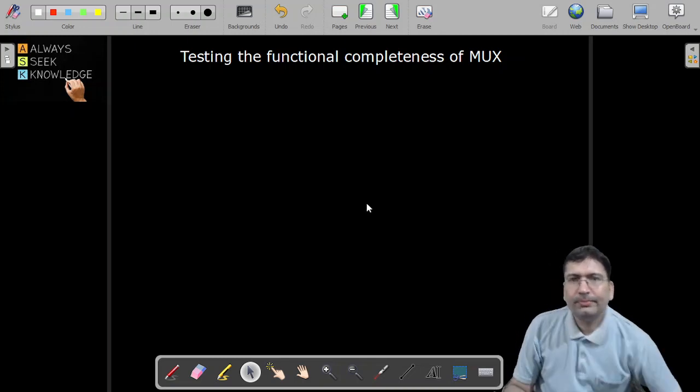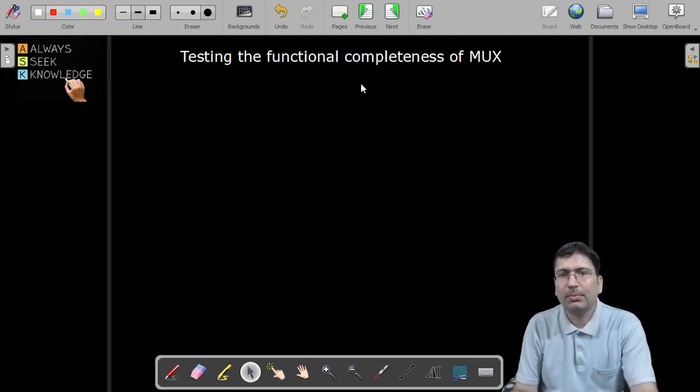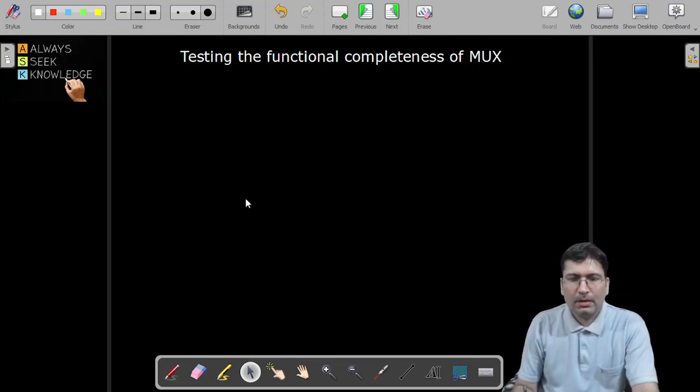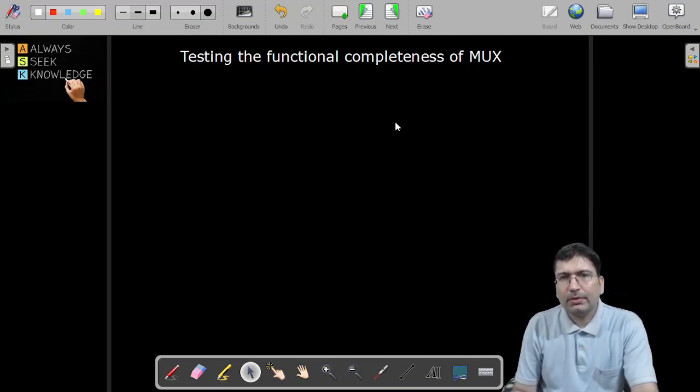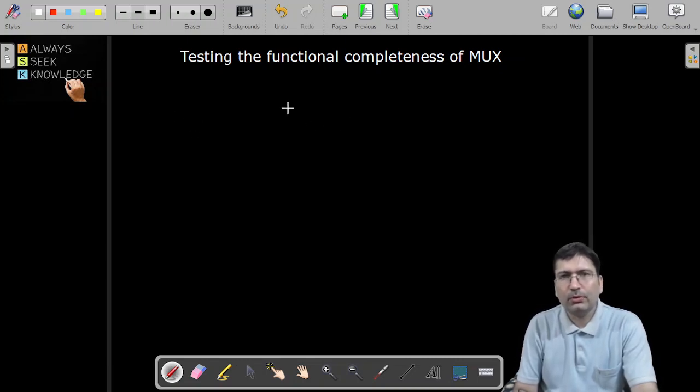Hello everyone. In this lecture, we are going to discuss the functional completeness of multiplexers. There are multiple types of multiplexers, which I have talked about in the previous lecture. So there are 2 cross 1, 4 cross 1, 8 cross 1, and so on, 2 to the power n cross 1 multiplexers.